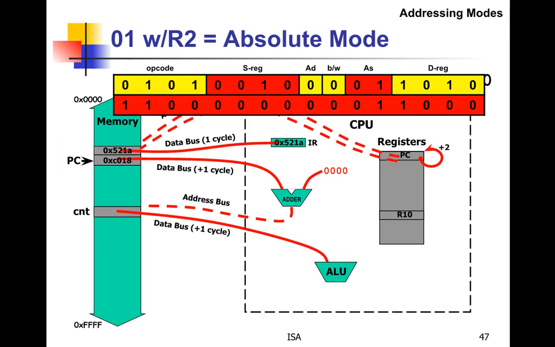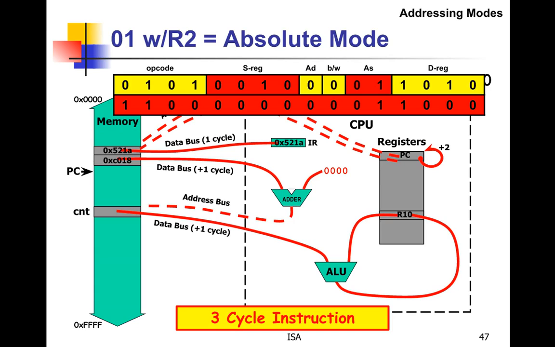I guess what was in count here. So it went out, and count was pointing to C018. So then whatever's in that address, where count was pointing, goes into the ALU. Then we need to move the program counter down again, and then we need to grab the thing from register 10 and add it into the ALU, and then the result goes back into register 10. So that's a 3 instruction cycle thing right there.